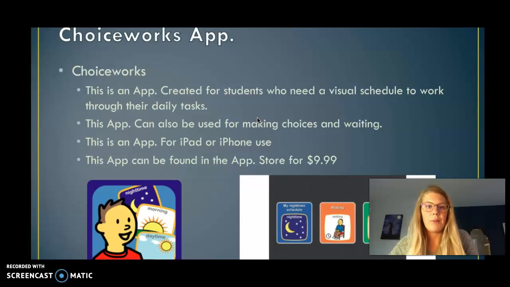So I chose the app ChoiceWorks. I use it at school with some of the students I work with. It's an app created for students who need a visual schedule to work through their daily tasks or who work best with a daily visual schedule. The app can also be used for making choices and waiting. There's a timer option, as well as feelings and choices for feelings. It can be found on the App Store for $9.99, so $10, and for iPad and iPhone use.